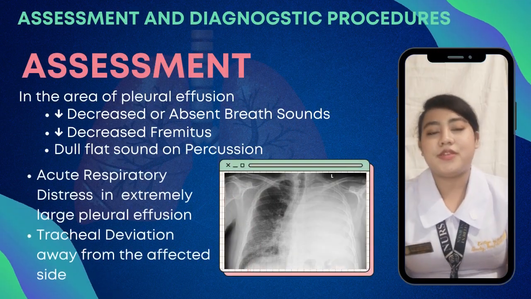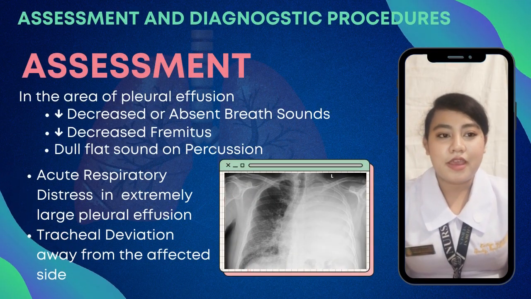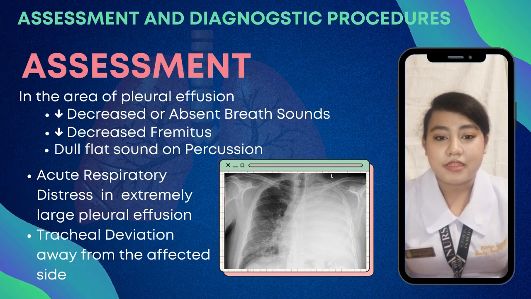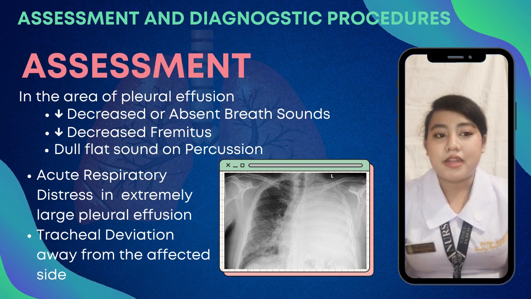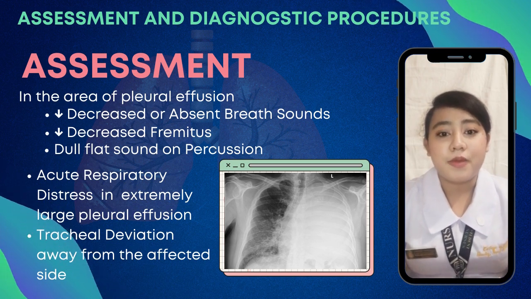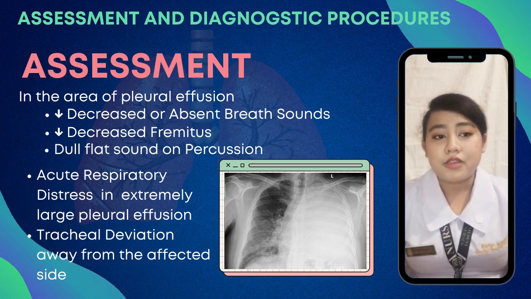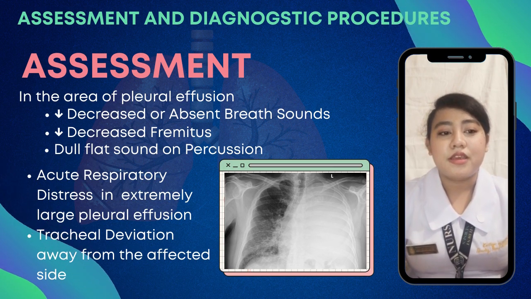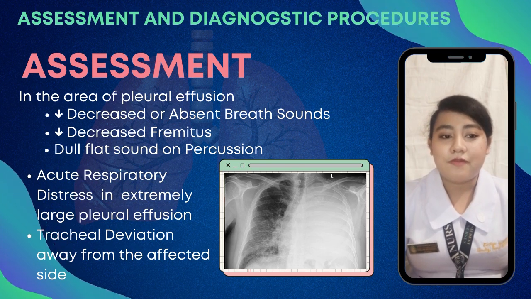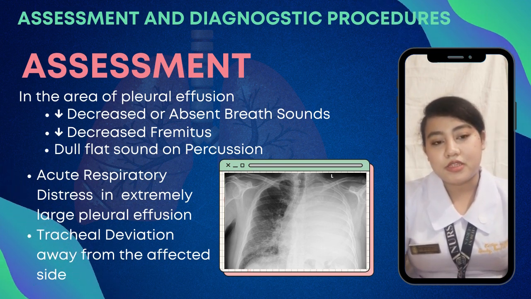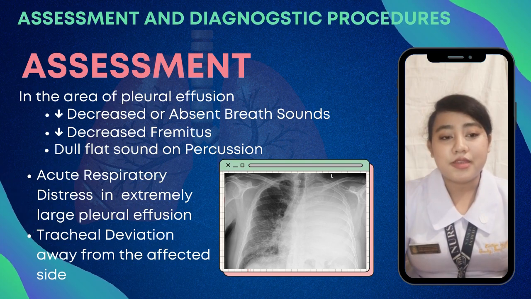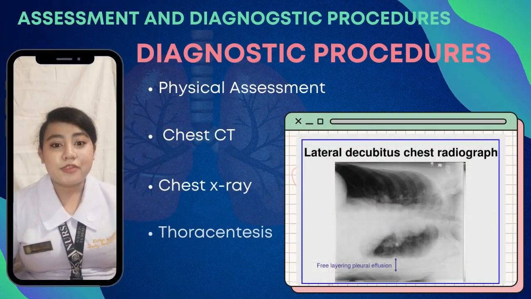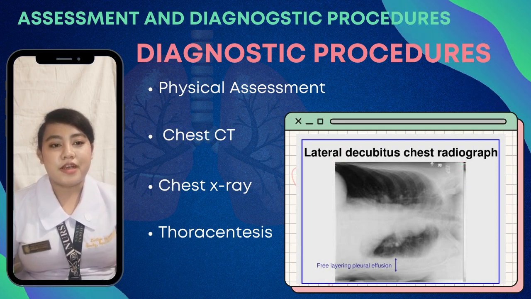Assessment and diagnostic procedures. In the assessment of the area with pleural effusion, it may reveal a decrease or absence of breath sounds, decreased fremitus, and a dull, flat sound on percussion may also be heard. Acute respiratory distress and extremely large pleural effusions can happen. Tracheal deviation away from the affected side can also happen in these cases, such as the one in this X-ray radiograph.